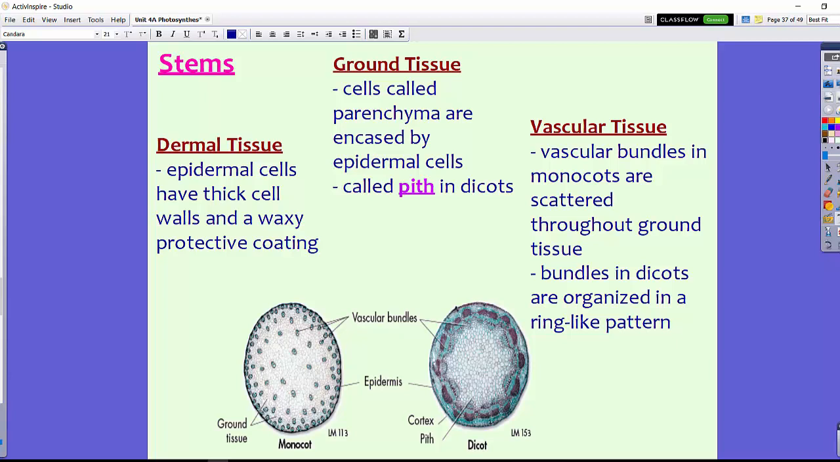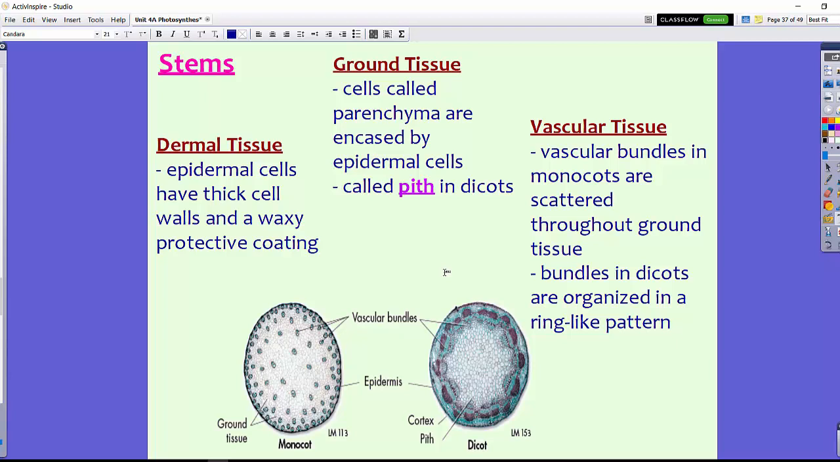Now, particularly in stems, let's focus on the three main tissue types and see exactly where these tissue types are found in the stems. So, first let's talk about dermal tissue. Epidermal cells have very thick cell walls and waxy protective coatings. So if you see in this picture here, we can talk about our dermal tissue as being this outside layer of these tissues. Now these epidermal cells, remember, have very thick cell walls, and they're going to protect the outside of the plant from external issues.